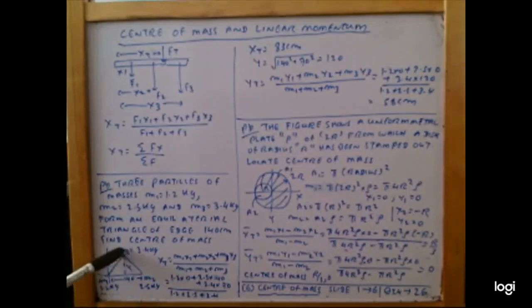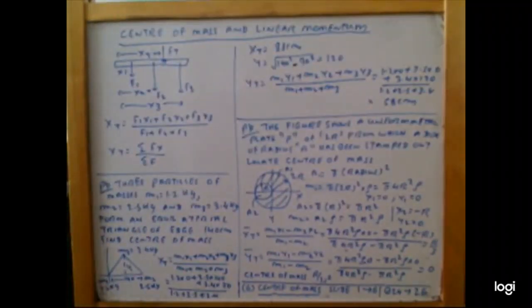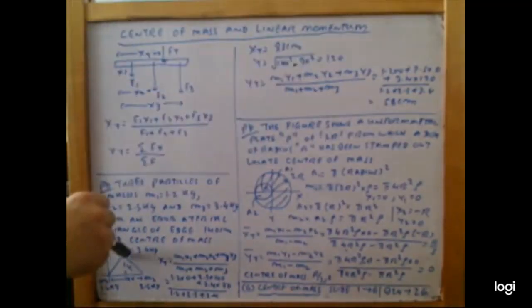Then we have to calculate y. In this case, this side is 140, and this side is 70. So we can calculate 140 squared minus 70 squared. This becomes the y equation: the square root of 140 squared minus 70 squared. So you got 120. So y is 120.